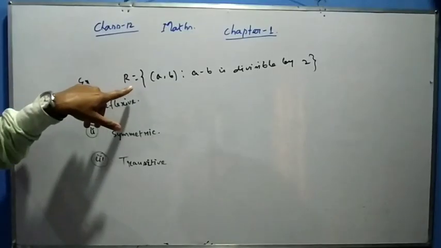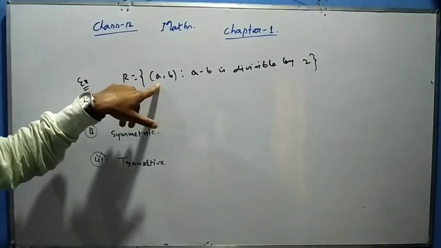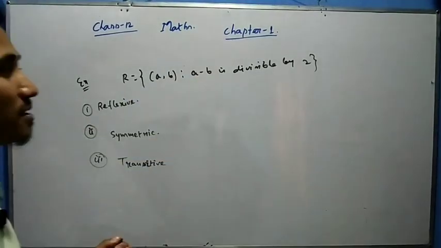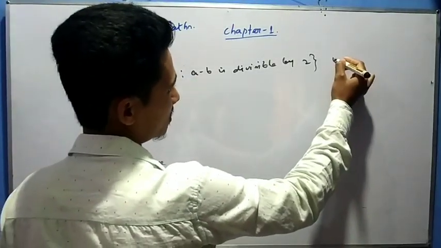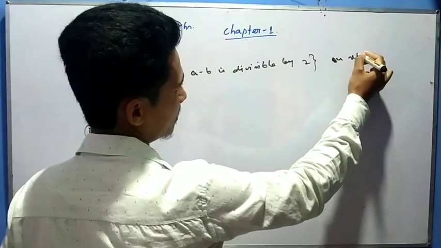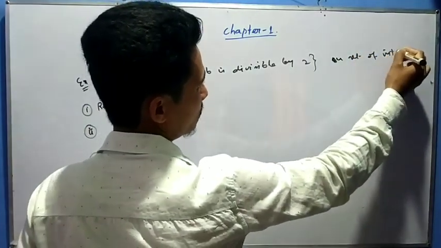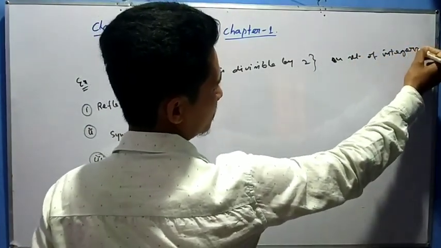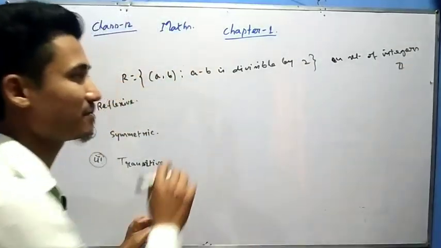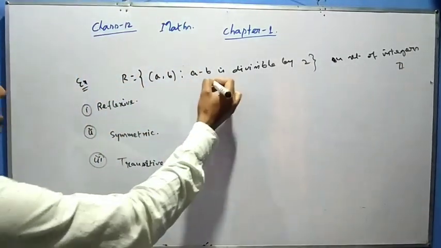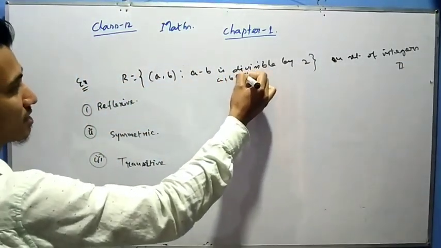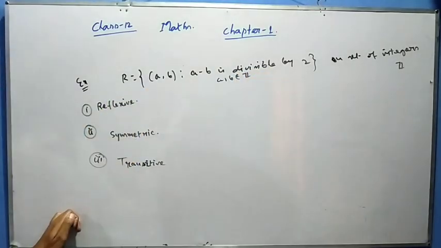R is a relation given by A comma B, where the manner is A minus B is divisible by 2, on the set of integers. A and B are what? Set of integers, meaning Z. A comma B belongs to Z. Check whether this relation is reflexive, symmetric or transitive.